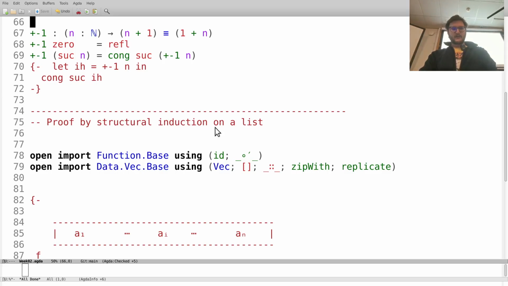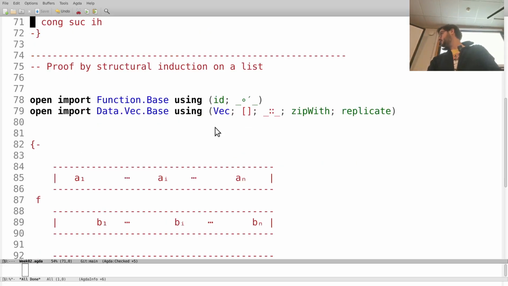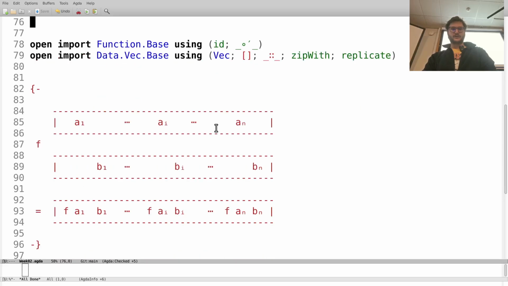Maybe I can give you the proof by a structural induction on the list. Okay. What am I proving? So if you remember, we defined zipWith, right? Saying that if you have two lists of the same length and you have a function, you can just apply that function to each pair of arguments.